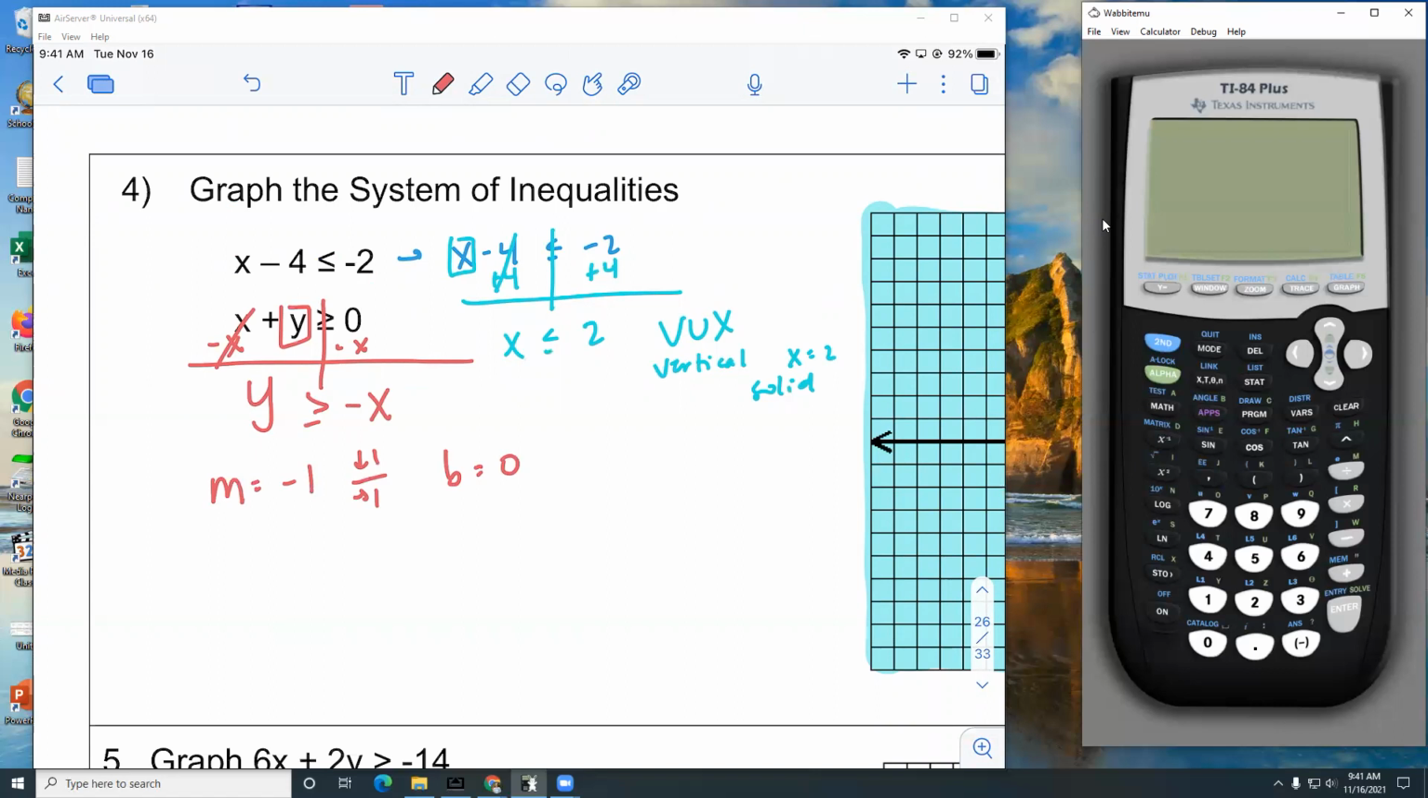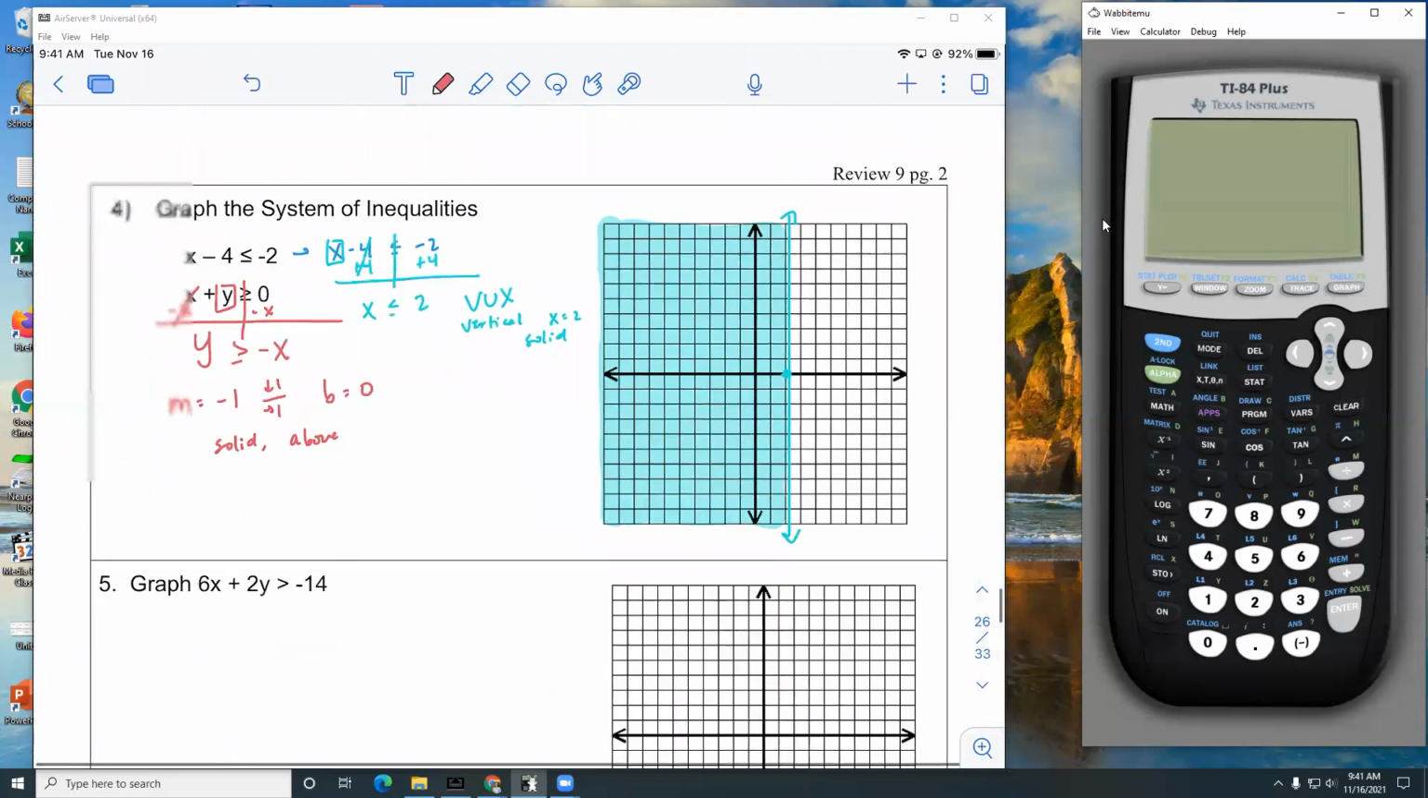It's greater than or equal to, so I will have a solid line, and since it's greater than, I will shade above. So start at the origin, 0, 0, and I'm going to go down 1, right 1. Down one, right one, down one, right one, down one, right one each time. You can also go back up, go up one, left one, up one, left one. So on and so forth. All right, draw in your solid line through those points.